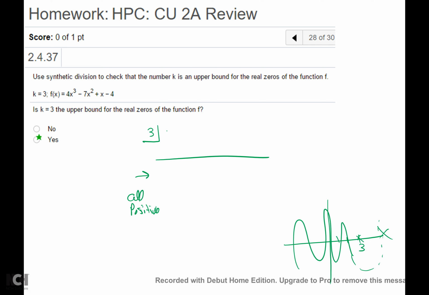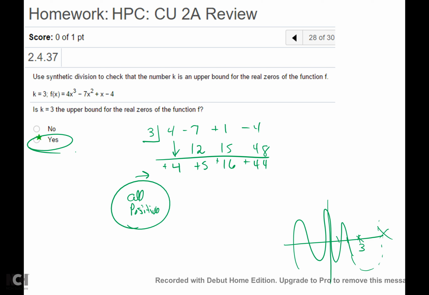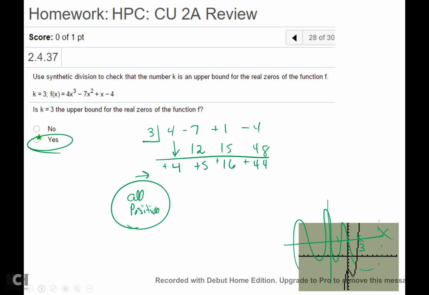Well, we do synthetic division: third degree, second degree, first degree, constant. 4 comes out, brings back 12, comes out 5, brings back 15, comes out 16, brings back 48, comes out 44. They are all positive, so yes, it's an upper bound. And you can see on this graph, nothing happens after 3. I know that it's a third degree, this tail has to point up, so I know it's not coming back down.